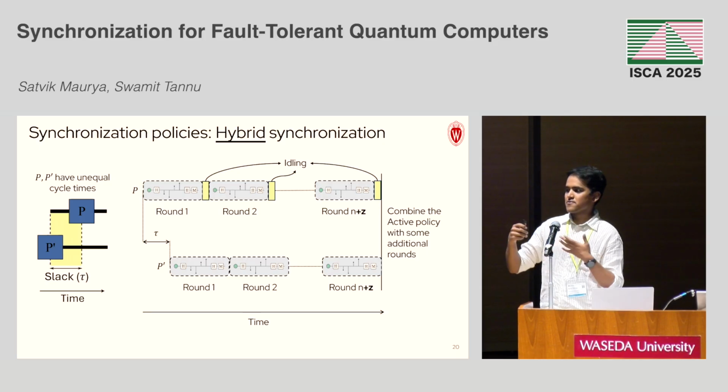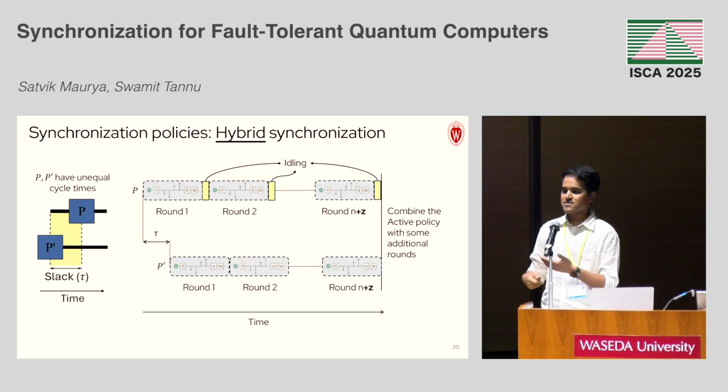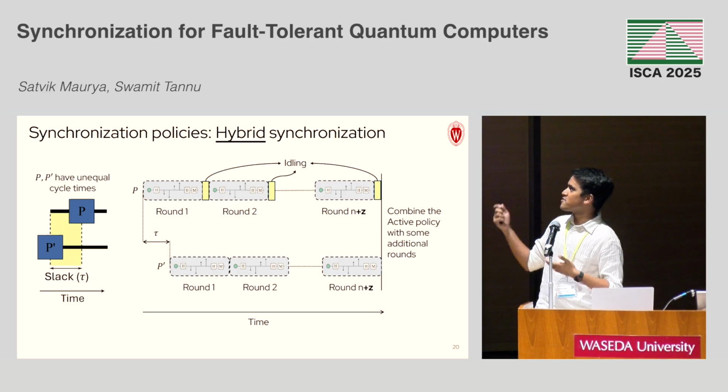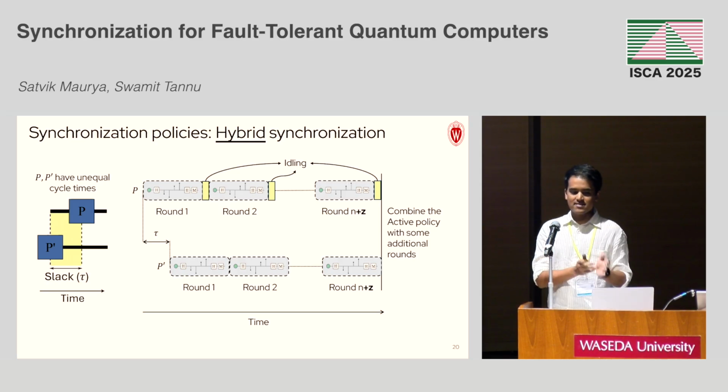of error correction and also control how many extra rounds you're running. So if you remember, if you just run extra rounds for synchronizing the two logical qubits, there's no guarantee on the number of extra rounds that you need to run. But here we're setting an upper bound on the number of extra rounds that are run, and we're also reducing the total idling period at the end of every round to further improve the performance of the synchronization policy.